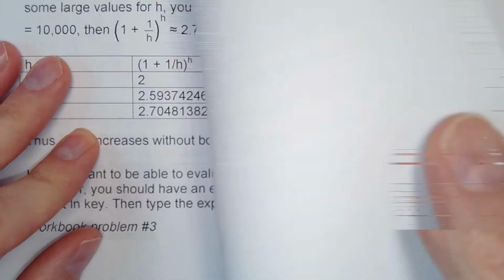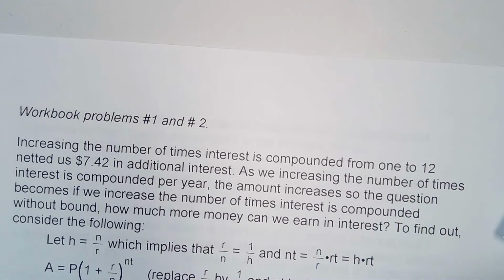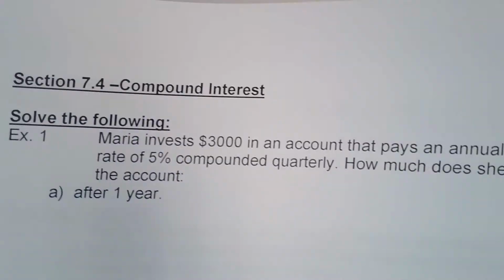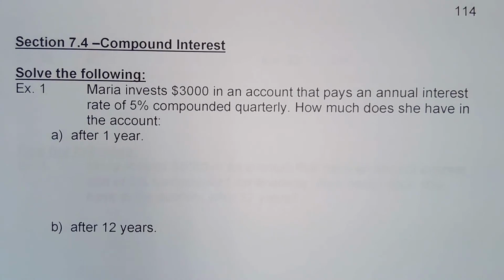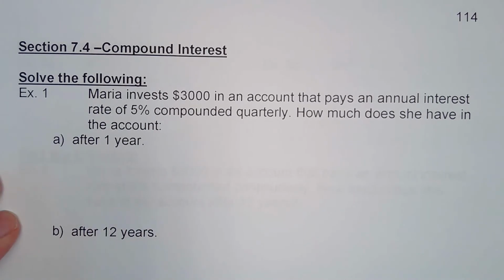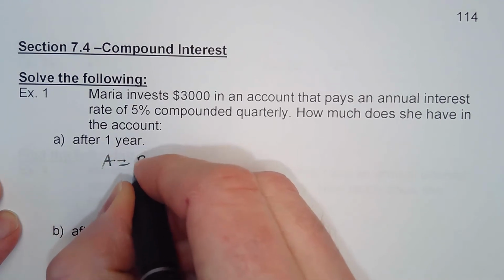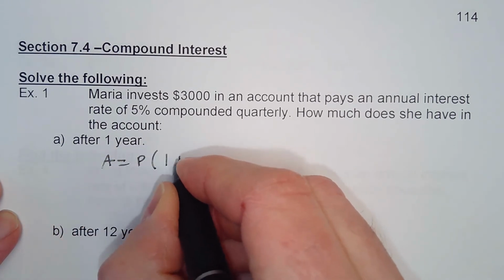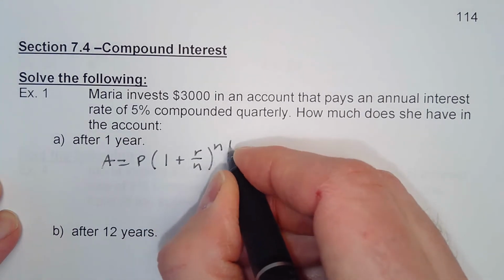Let's go to our workbook and take a look at that example involving Maria. This is on page 114. Now we have a way to calculate this. First, we look on our yellow formula sheet and copy down the formula: A equals P times (1 plus R over N) raised to the NT.